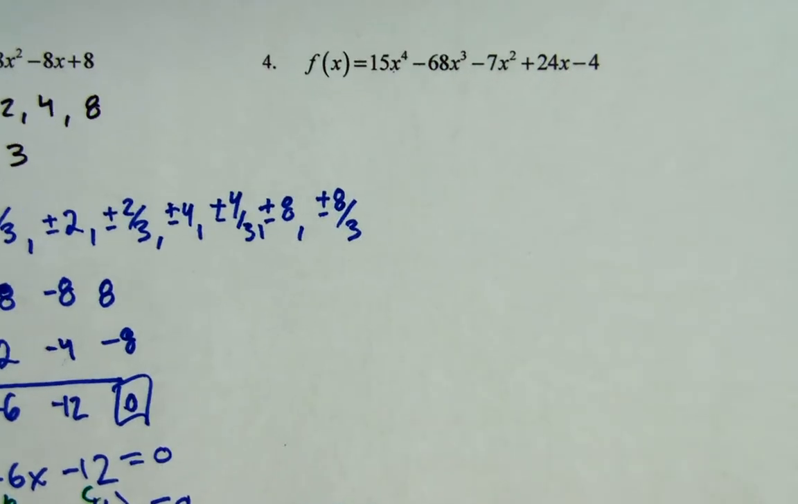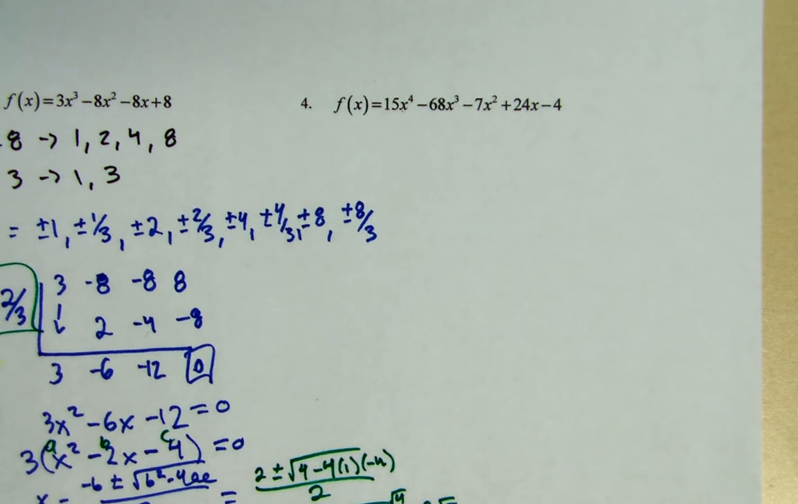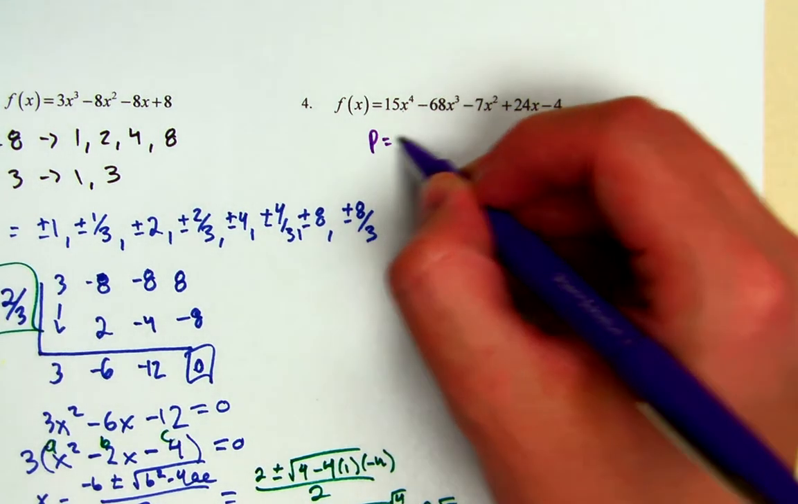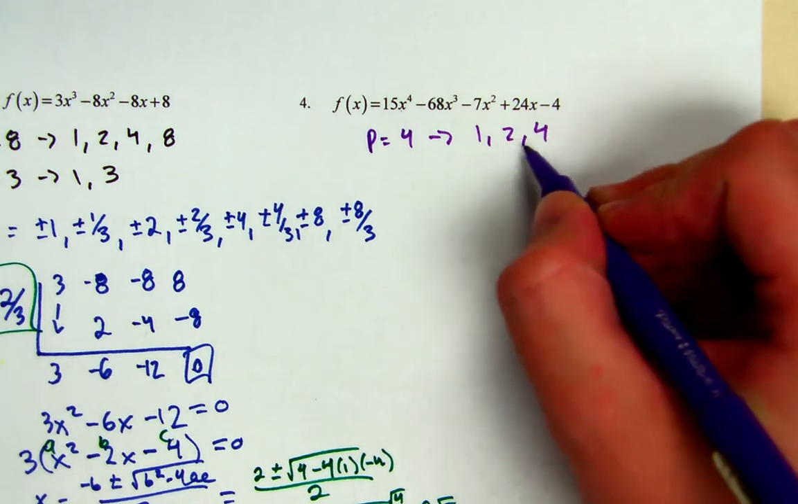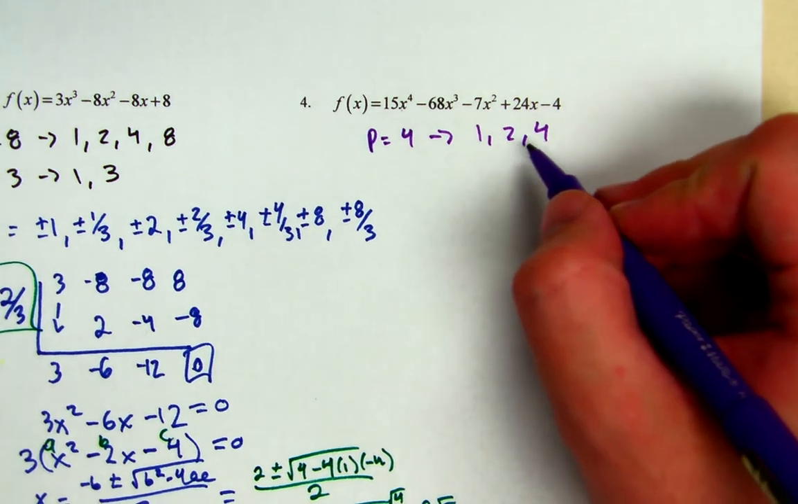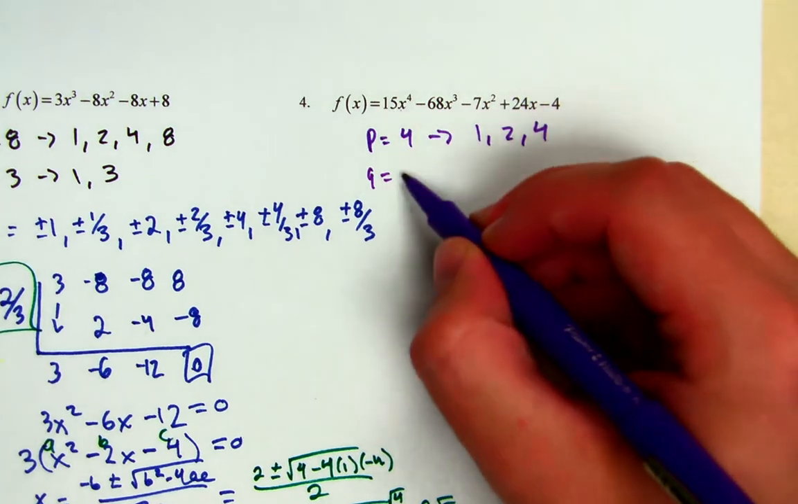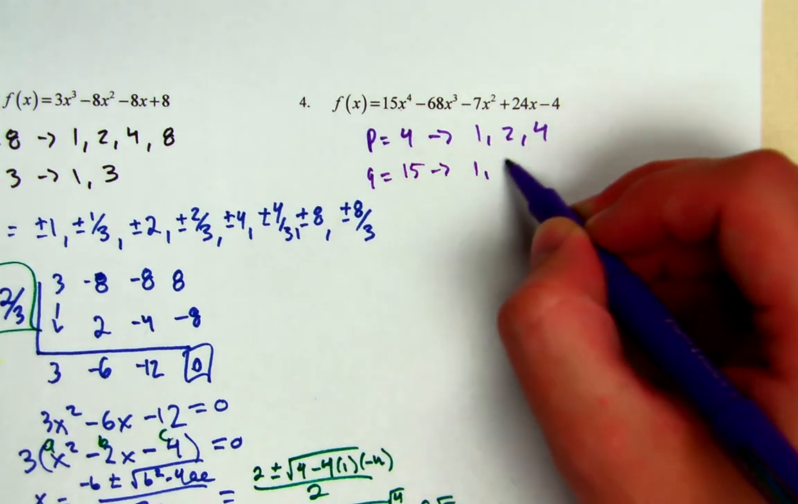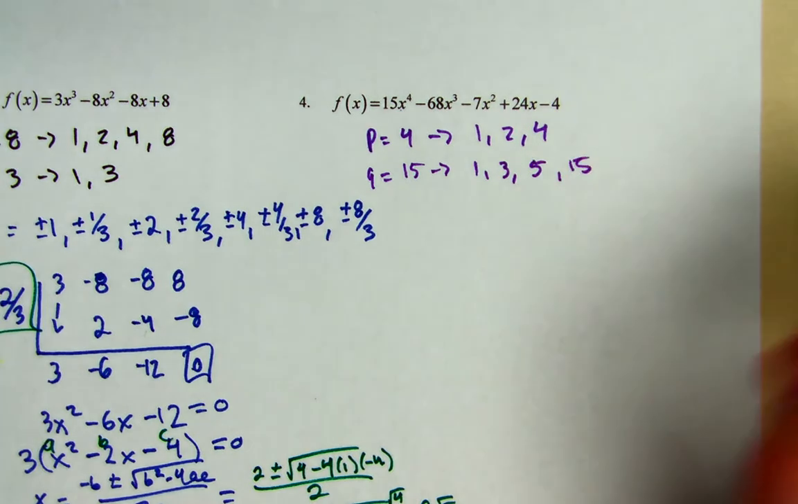All right, and let's do number 4 before we send you off on your own, just because there's a little bit more trickiness to number 4. So for number 4, we've got to make our list of p's and q's. For p, it's 4, so we've got 1, 2, and 4. Now you don't have to do 2 twice because it's the same factor times itself. For q, we've got 15, so we've got 1, 3, 5, and 15.